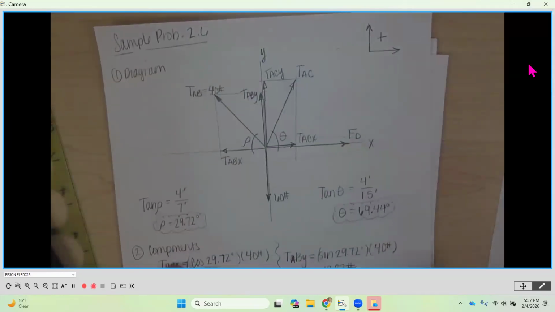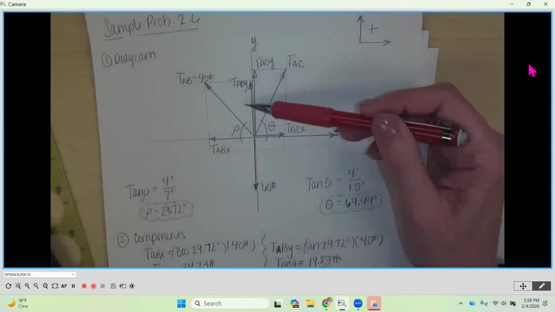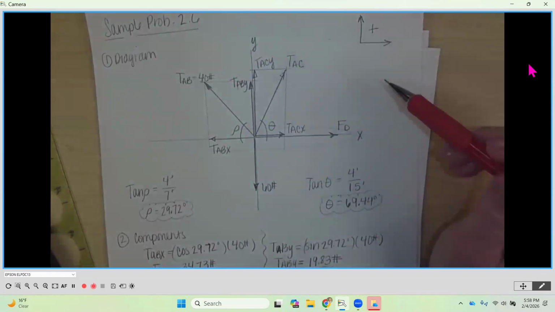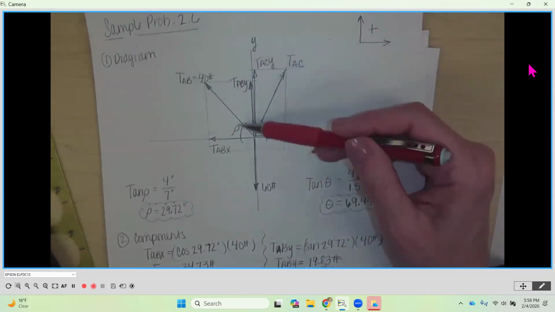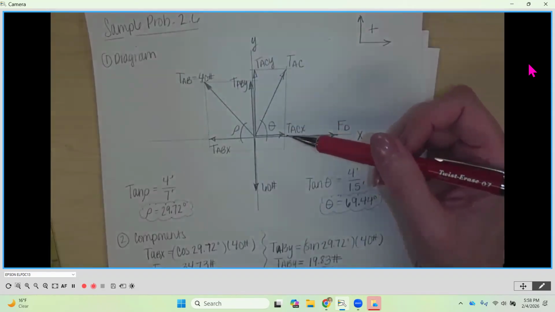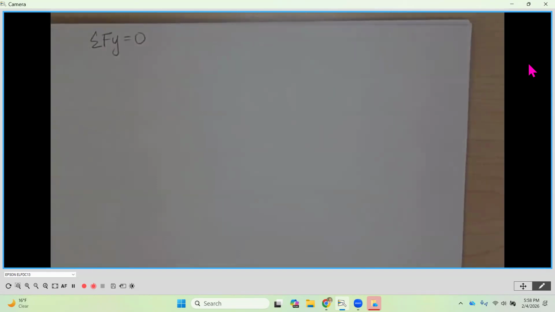I'm going to bring back my diagram, and we are going to look in the y direction only. What I want you to do is write in variable form what your equation is going to be for the y side of this equation. Okay, so go ahead and write that and then we'll compare. Give you a chance.